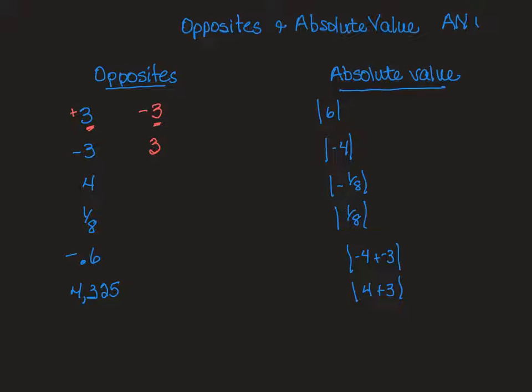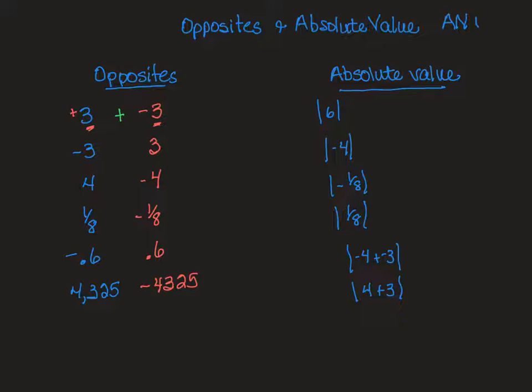So the opposite of 4 is -4. The opposite of +1/8 is -1/8. Notice it holds true for fractions also. The opposite of -0.6 is +0.6, okay? And even numbers like 4,325. The opposite of 4,325 is -4,325, okay?